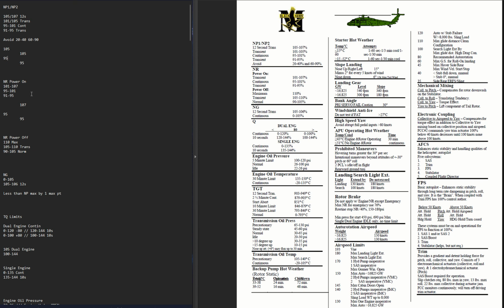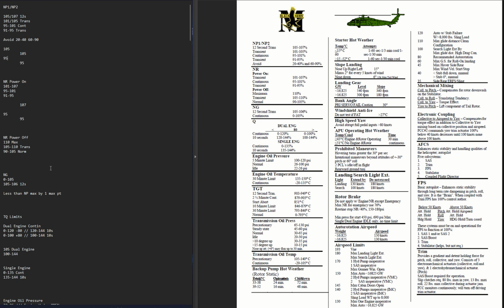Power off, we're looking at 110 max, which is just a solo number, which makes it a little bit easier, and that's also the max of your transient range. So you have 110 to 105 for your transient, and then 105 to 90 for your norm. It's a pretty easy one to kind of equate out for memorization.